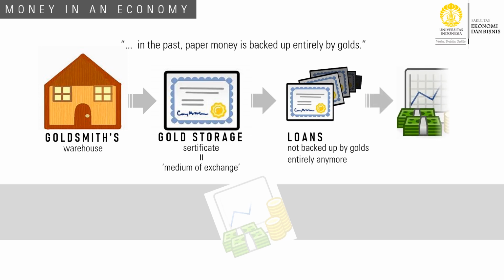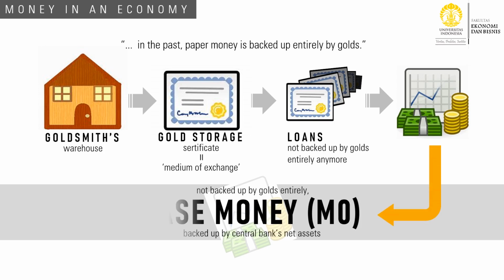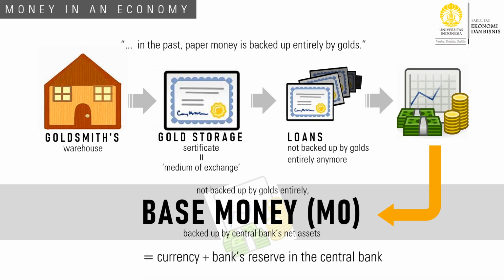As a result, the amount of receipt value of gold storage is now more than the actual amount of gold in the goldsmith's warehouse. So look here, money was initially backed by gold in the past, and currently it is backed by the central bank's net assets. Money that is backed by the central bank's net assets is what we call base money or M0. Of course, just like in the goldsmith story, the value of all transactions in the economy is much bigger than the value of M0. What is base money right now? It is the summation of currency and the commercial banks' money stored as reserves in the central bank.